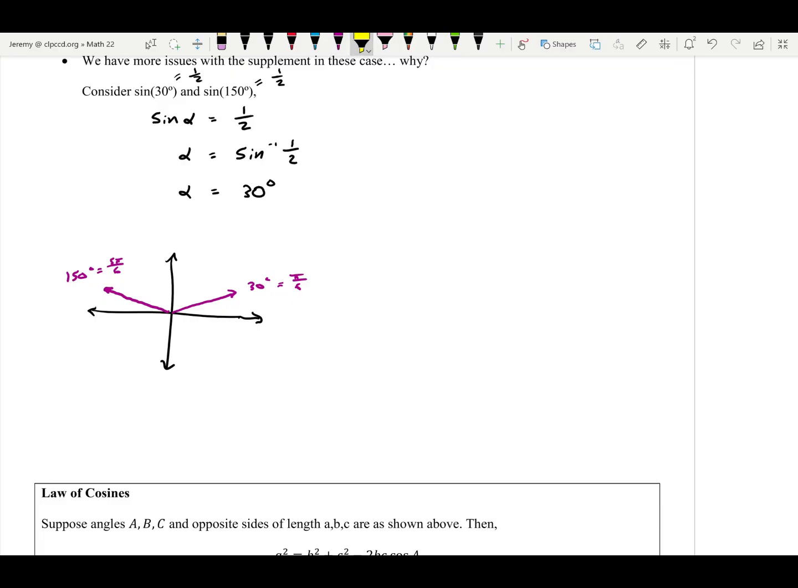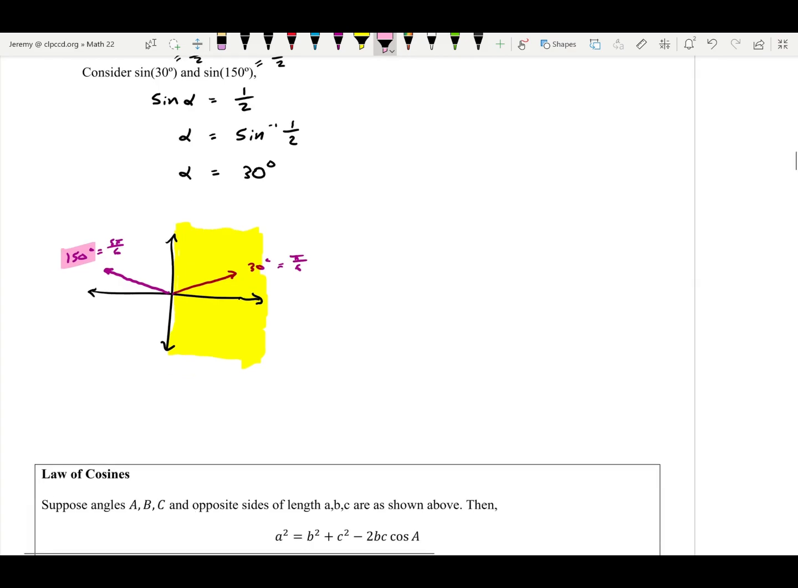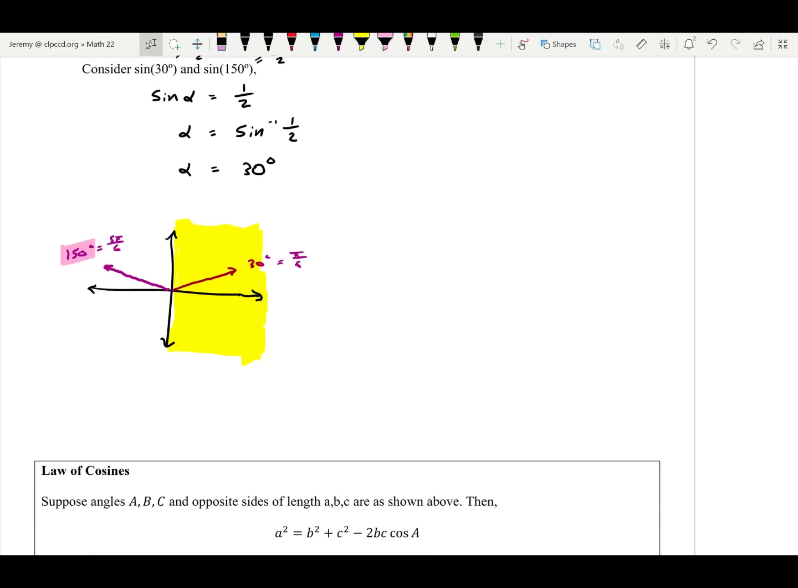But the sine inverse function, remember, the range of that is just the right half of the unit circle. It only outputs angle values that are between negative pi over 2 and pi over 2. So this could have been the solution over here, 150 degrees, but we wouldn't have found it, as an inherent limitation of sine inverse.